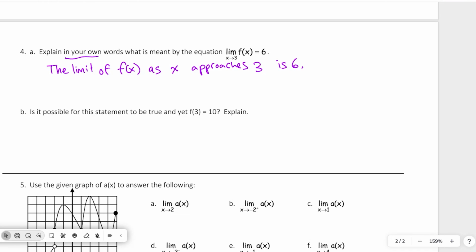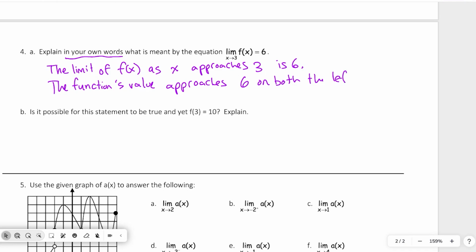It says in your own words, so I'd really prefer you not write exactly what I'm putting. You can kind of explain it in your own way, but basically what you want to say is that the left hand and the right hand limits agree. So something like the function's value approaches 6 on both the left and right hand sides of 3 is probably a better way of writing this.